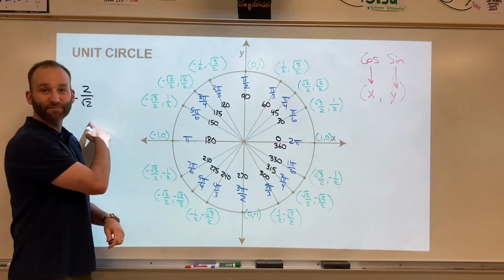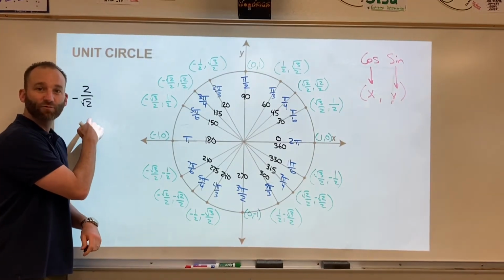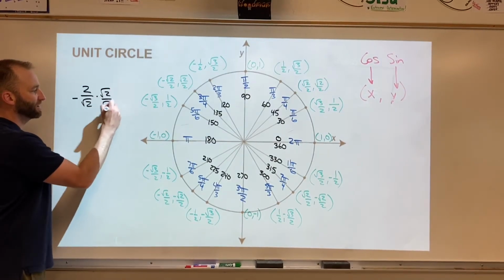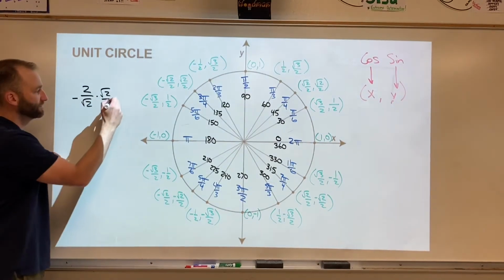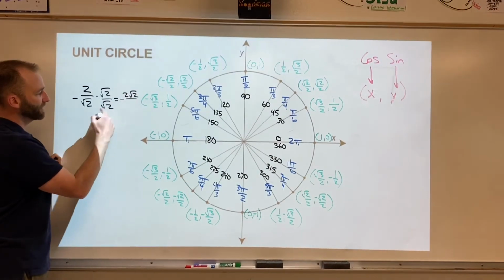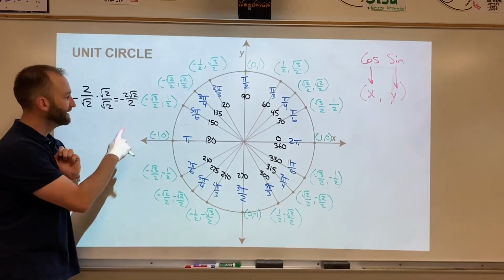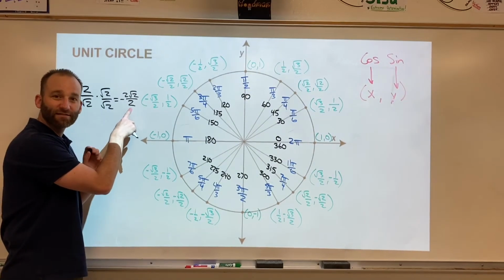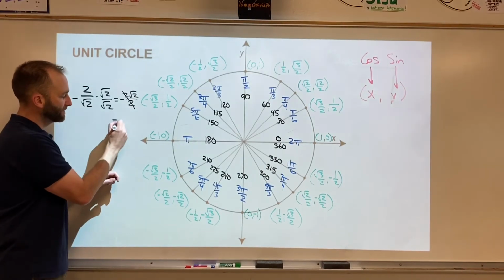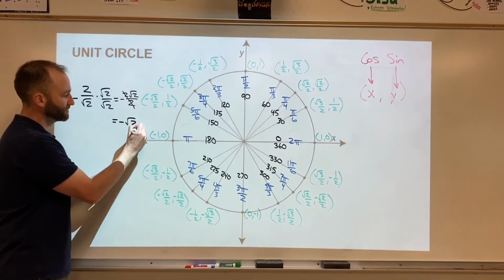This is not an acceptable answer. It has a square root in the denominator, so I need to rationalize that. I'm going to multiply by root 2 over root 2. This gives me negative 2 root 2 all over 2. When I multiply these together, the square root goes away. This is still an unacceptable answer because we can simplify, we can reduce. The 2's would cancel, and my final answer is negative root 2.